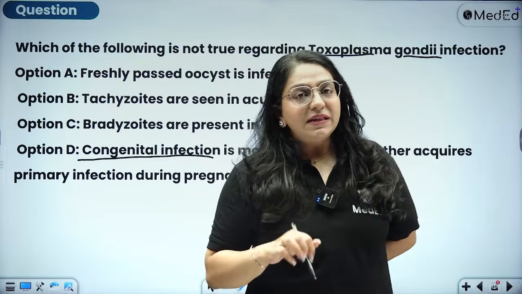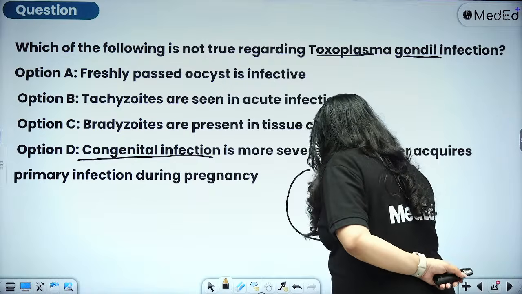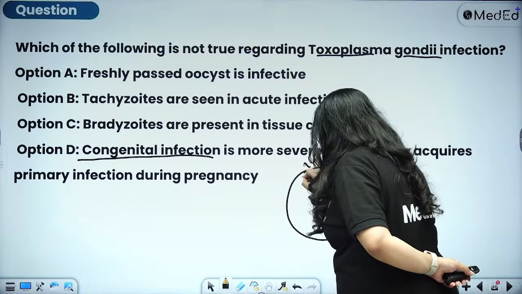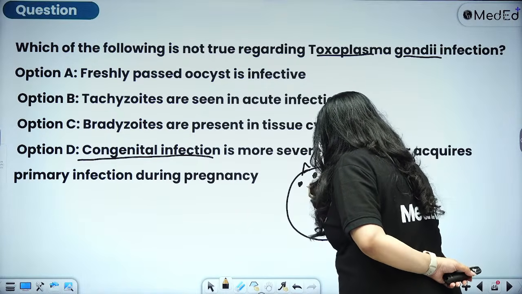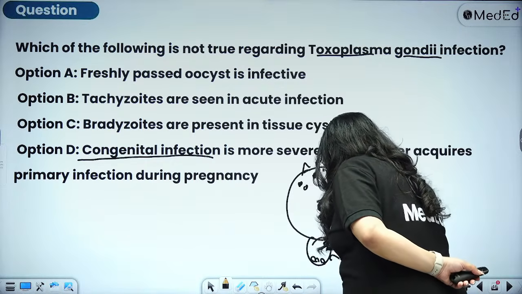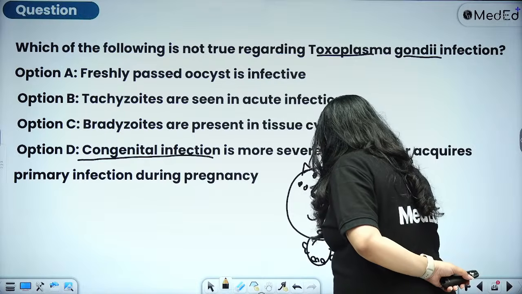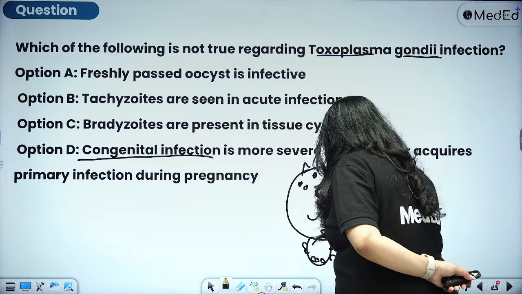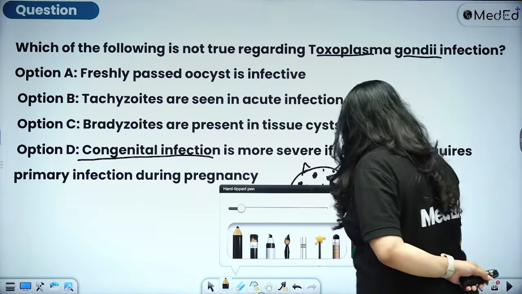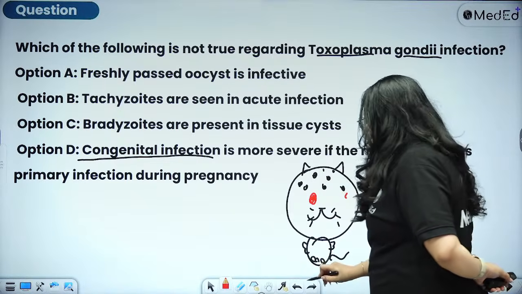So, can you tell me the triad of congenital toxoplasmosis? I always tell you to remember this baby cat with a spotted head. It's a baby cat. So, let's make a small little baby cat. Yes. And what does she have? She has red eyes. This is congenital toxoplasmosis.